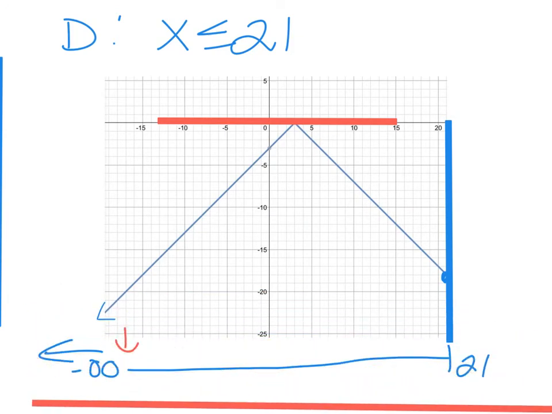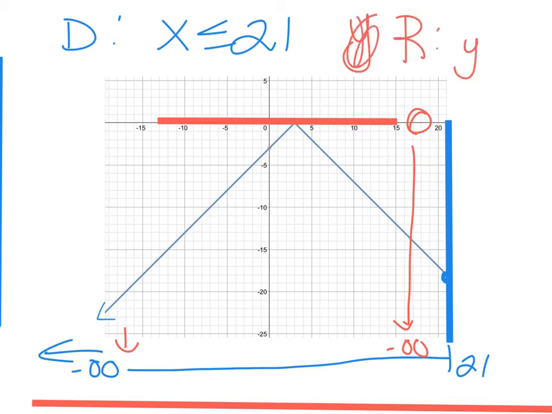So I can see that my range, the highest number is 0, and it's going to go down forever to negative infinity. So how would I describe these numbers? Well, for my range, all the y values on my graph are less than or equal to 0.